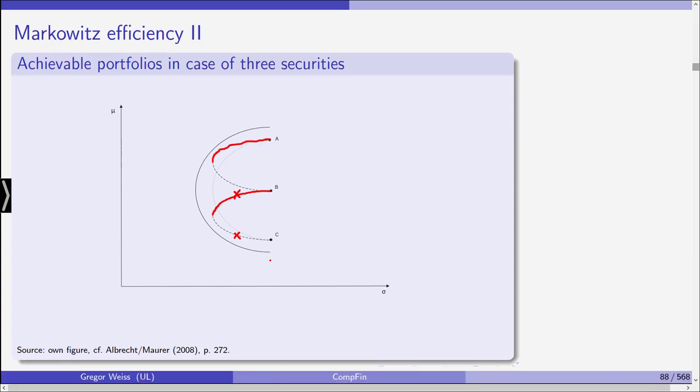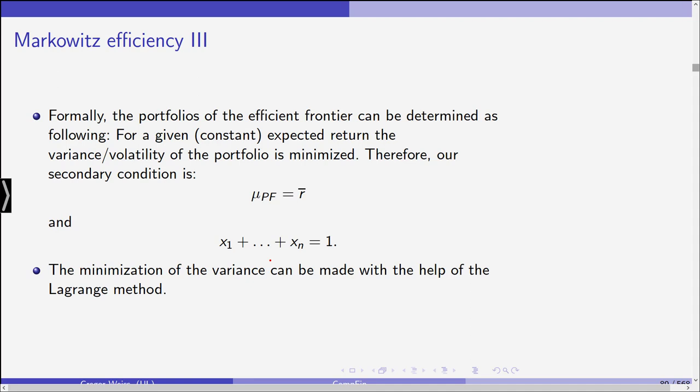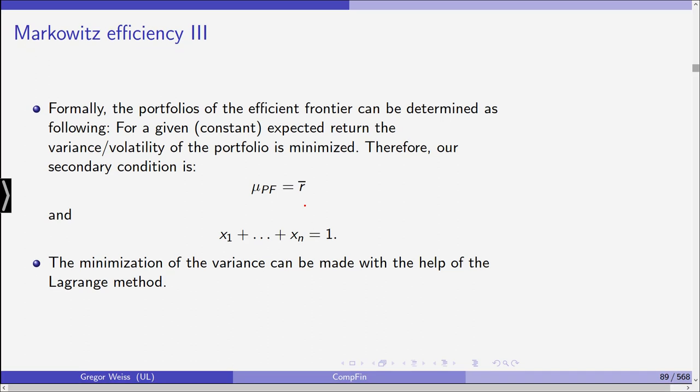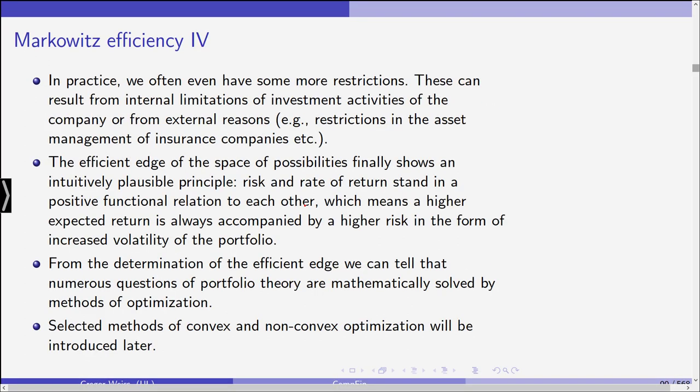So that's Markowitz efficiency. Now, more formally, the portfolios of the efficient frontier can also be determined as follows. For a given constant expected return, the variance or volatility of the portfolio is minimized. Therefore, our secondary condition is that the portfolio expected return is set to R bar, and again that all the weights add up to one. And if we now take the minimization of the portfolio variance, this can be done with the Lagrange method, the Lagrange Optimierungsverfahren. I'm not looking at this here.